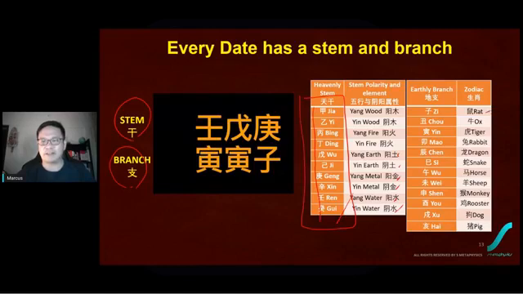Okay, the rat, the ox, the tiger, rabbit, dragon, snake, horse, sheep, monkey, rooster, dog, pig. In Chinese olden days, they used a different way of expression: 子丑寅卯辰巳午未申酉戌亥. Okay, so this is how you express it in the solar calendar.